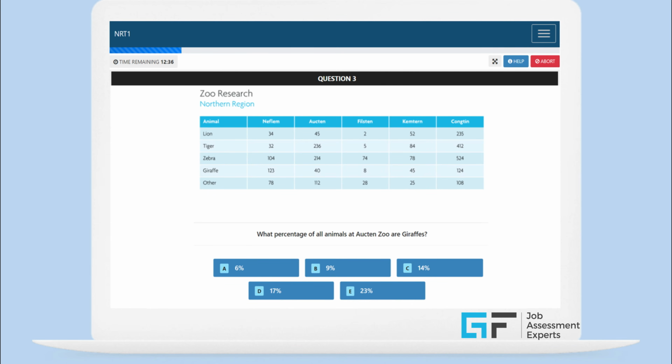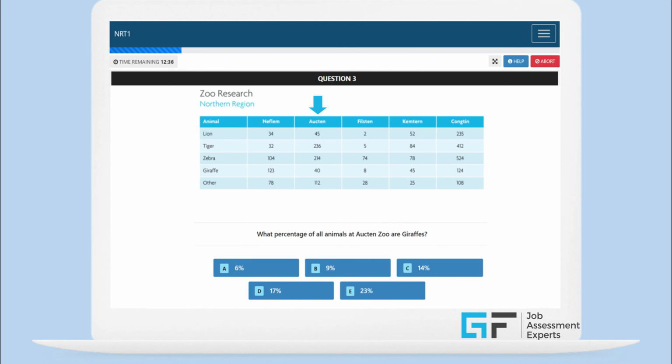Let's revisit question 3 and see if you got the correct answer. Here is the reasoning and steps behind this question. We were given a table with 5 different zoos, depicting information related to the number of various animals at each zoo. There were 5 types of animals: lion, tiger, zebra, giraffe, and other. We were then asked for the percentage of giraffes in comparison to all animals, specifically at Auckton Zoo.